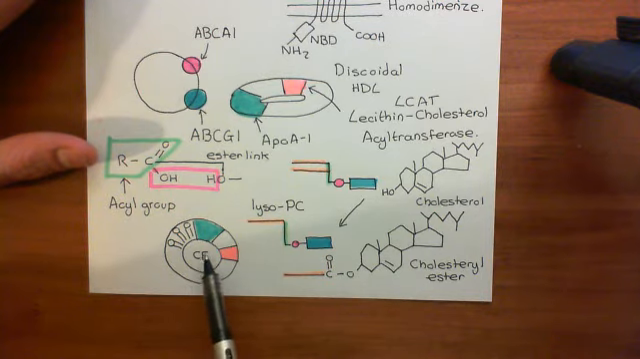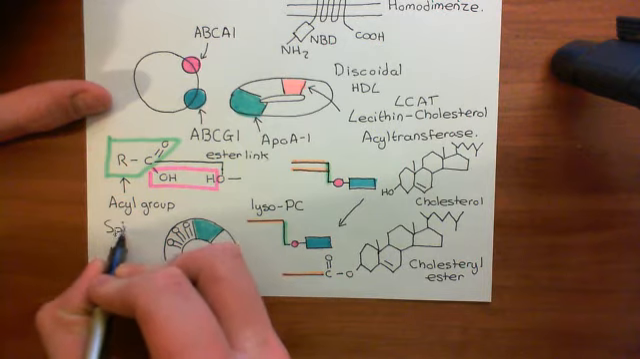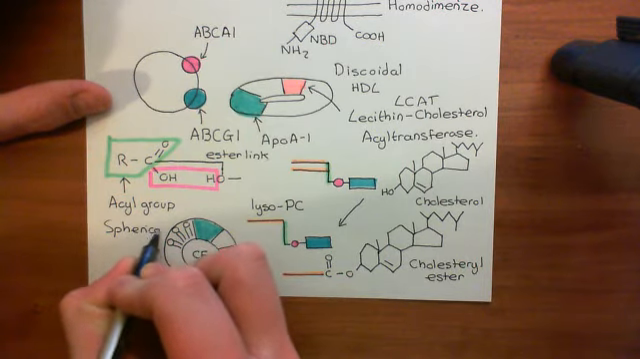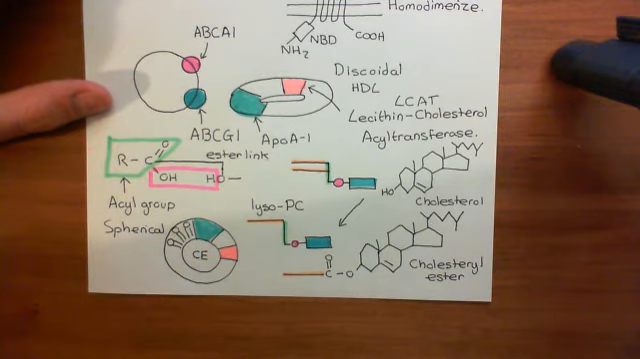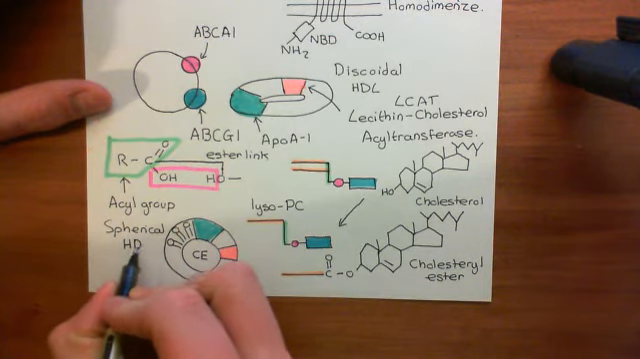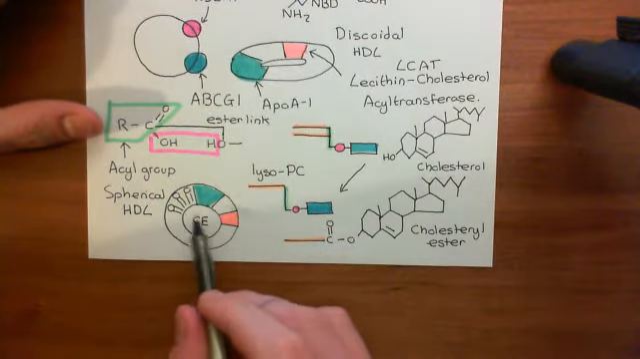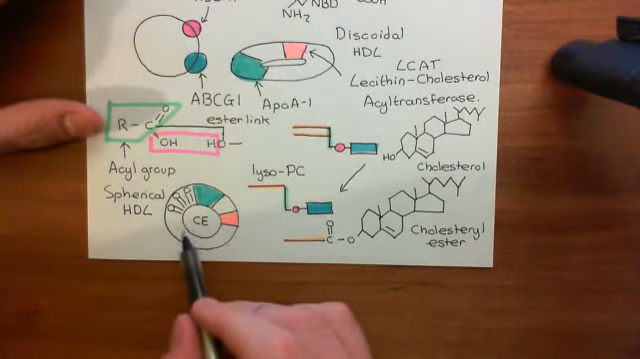Okay, so now what's going to happen is these HDL molecules, which are now spherical HDL molecules, are going to go back to the liver, okay, or they will also go to steroidogenic cells, which use cholesterol as the precursor to the steroid hormones. So, for instance, cells of the adrenal glands, cells of the testes, and cells of the ovaries. Okay, so this is now called a spherical HDL molecule. Okay, however, there's another way that these HDL molecules can empty their cholesterol ester core.